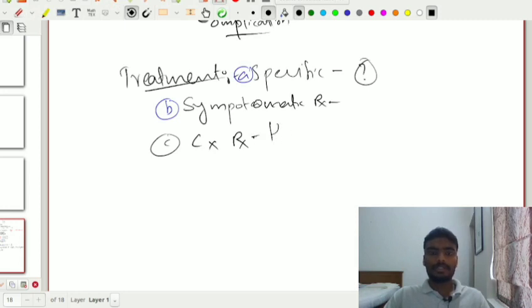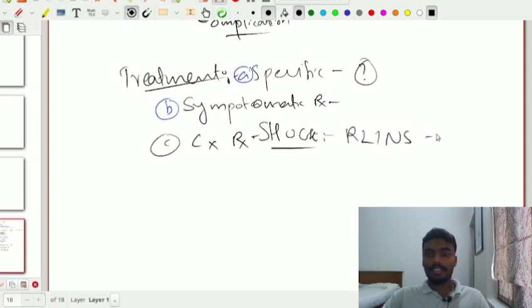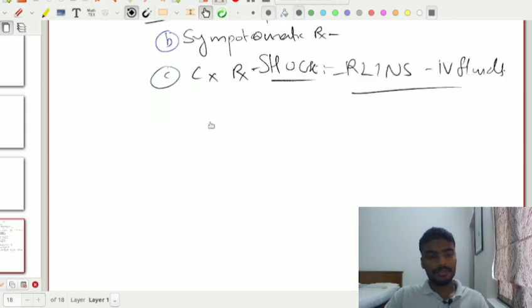Then it can cause severe dehydration, can cause shock, right? So to treat the shock, how are you going to proceed? You will proceed with ringer lactate or normal saline, IV fluid resuscitation, right? So in this way you have to think while writing about the treatment of a clinical condition.